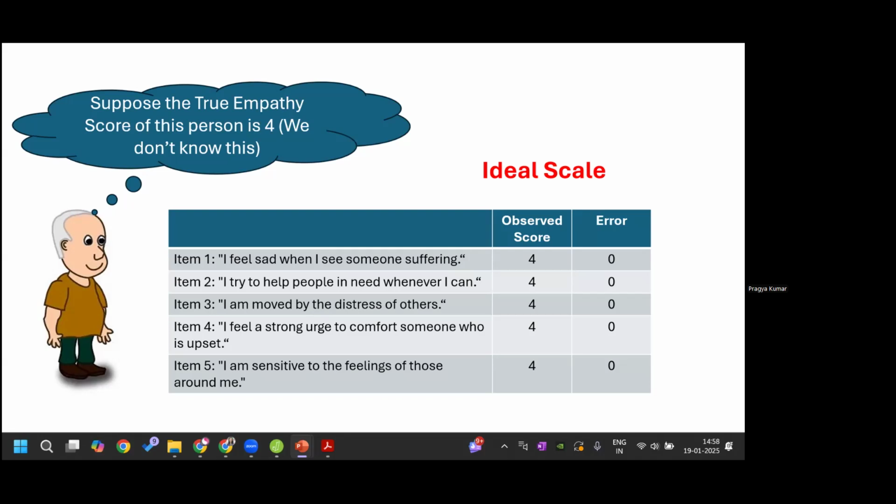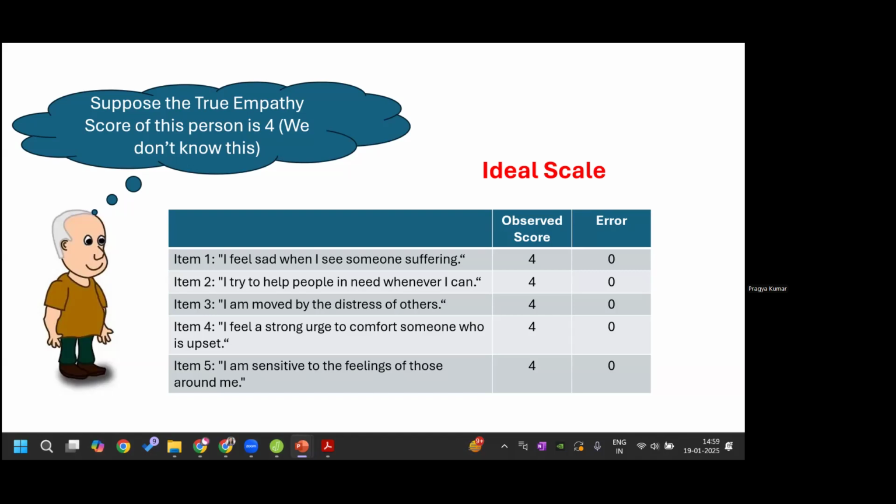Every time the weight is not going to be the same. If you take it in decimals, I'm not talking about the whole number, let's say up to 2 decimal places, and if you keep on increasing the decimals, irrespective of how many times you take your weight, no two values are going to be the same. So then what is the true score? The true score of any construct is not known. But for understanding and demonstration purposes, suppose the true empathy score of this person is 4.